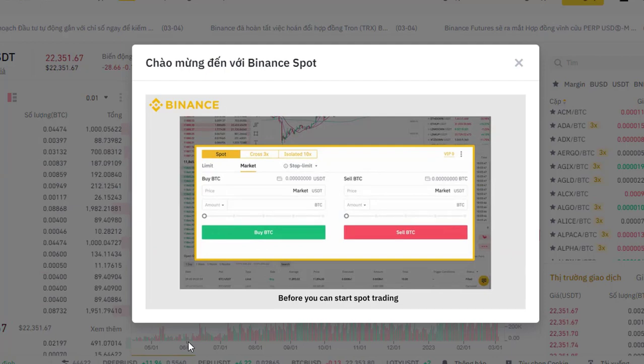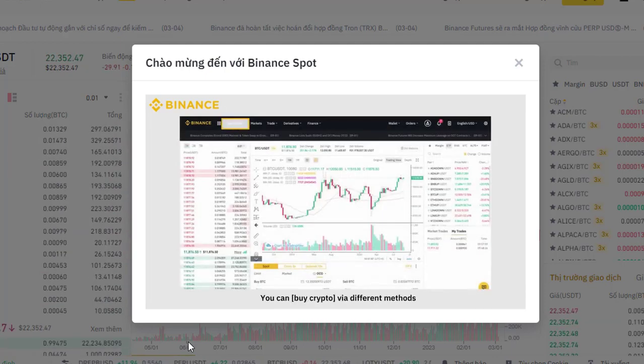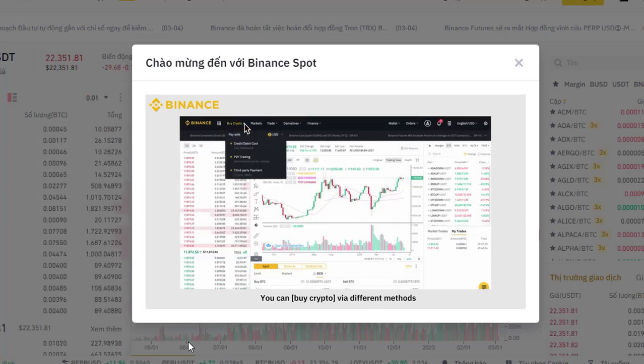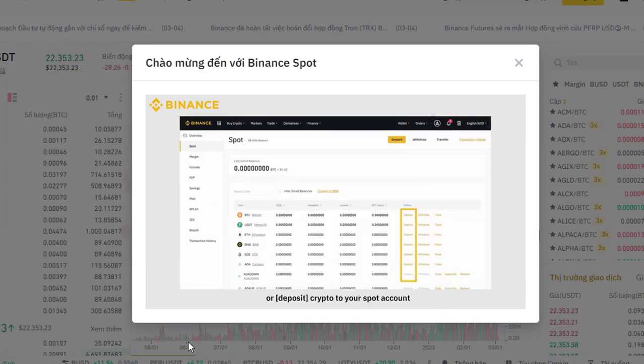Before you can start spot trading, you need to have crypto in your spot account. You can buy crypto via different methods, or deposit crypto to your spot account.